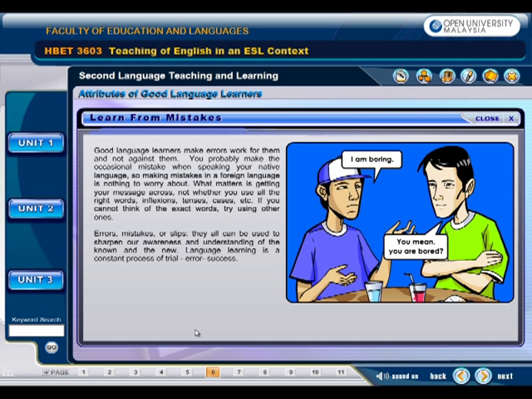Errors, mistakes, or slips. They all can be used to sharpen our awareness and understanding of the known and the new. Language learning is a constant process of trial, error, success.